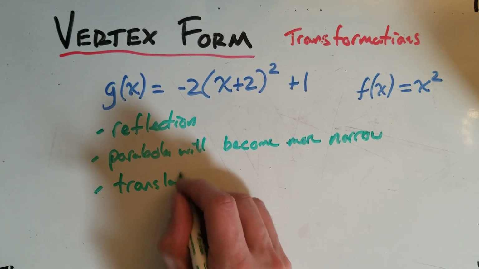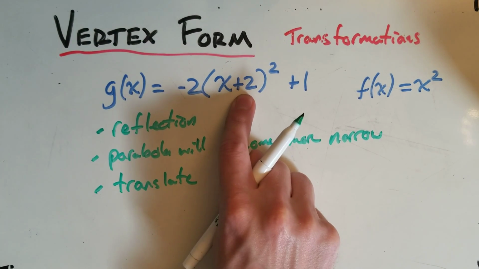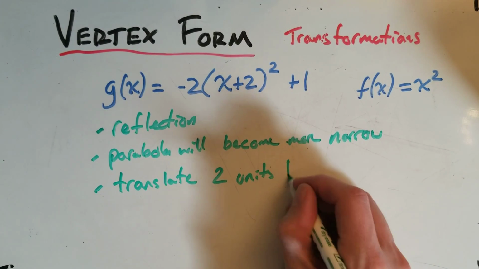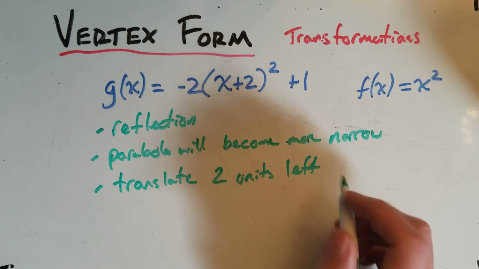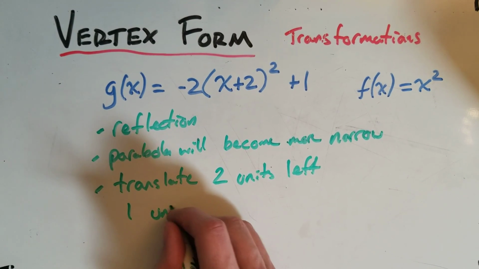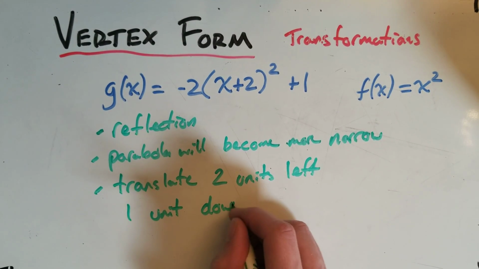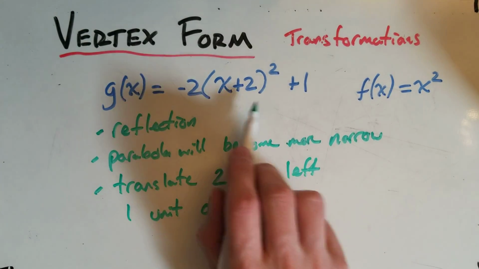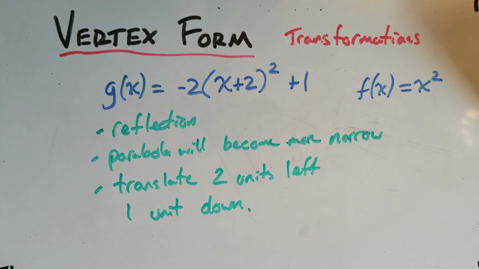So we will translate 2 units to the left, and we're going to go 1 unit down. So those will be all the transformations for g of x in comparison to the parent function.